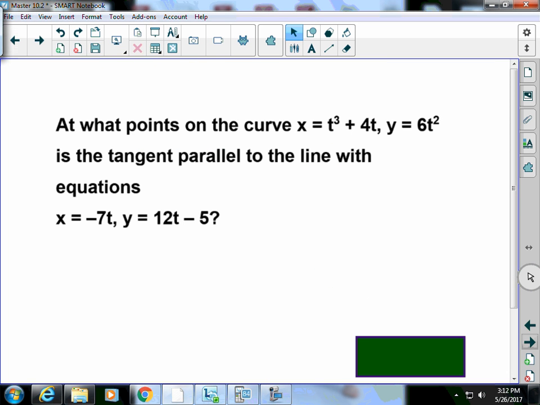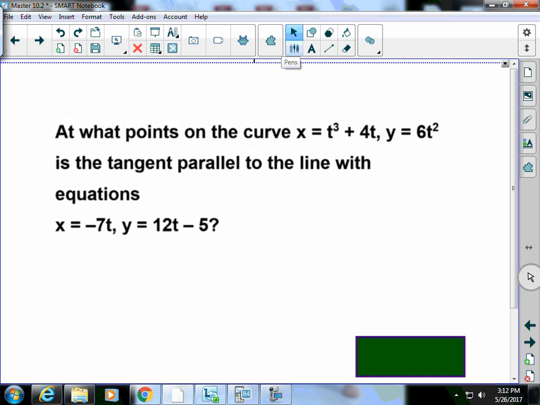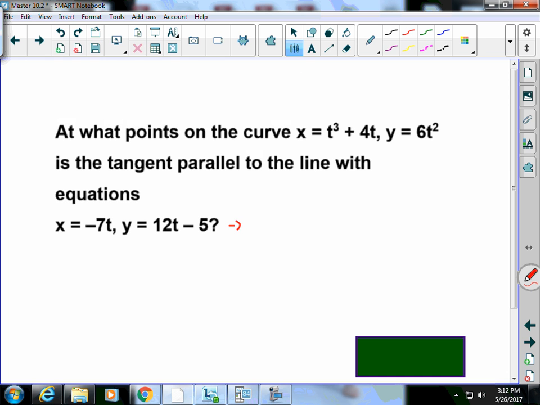All right, at what point on the curve x equals t cubed plus 4t, y equals 6t squared is the tangent parallel to the line with this equation? So first I'm going to look at this line. Say dy/dt is equal to 12, and dx/dt is equal to minus 7, or dy/dx is equal to 12 over negative 7.